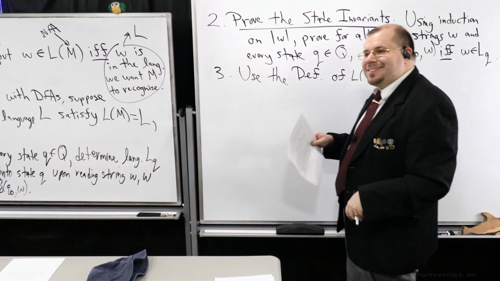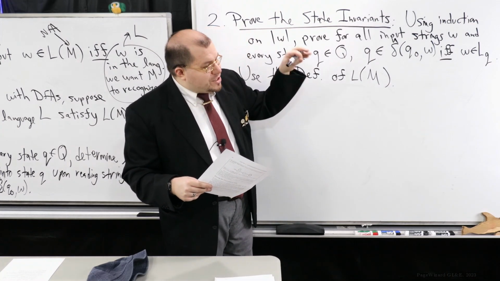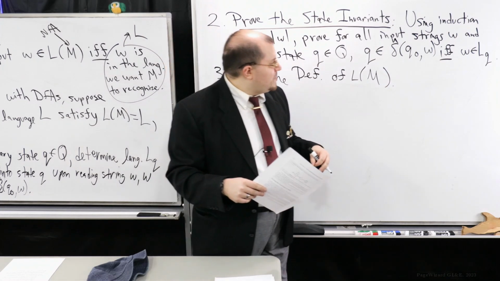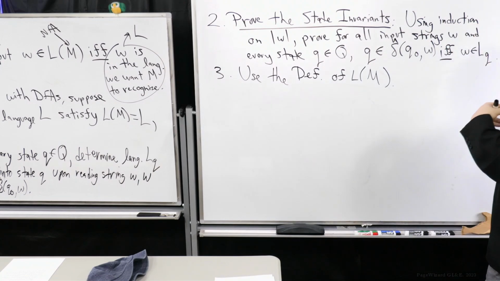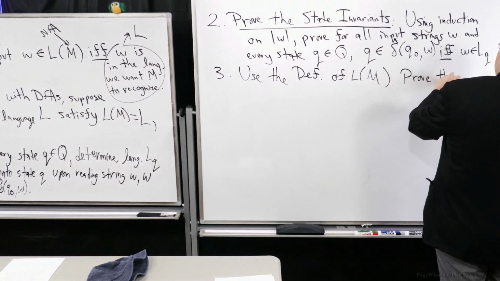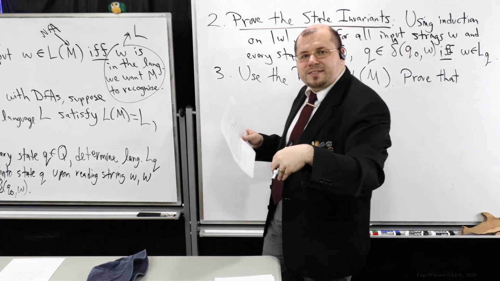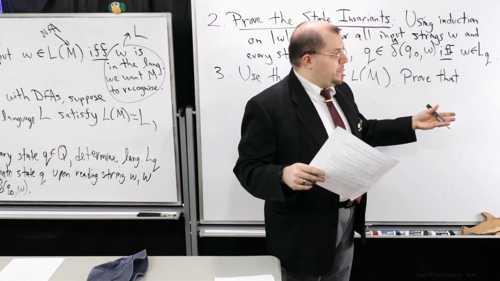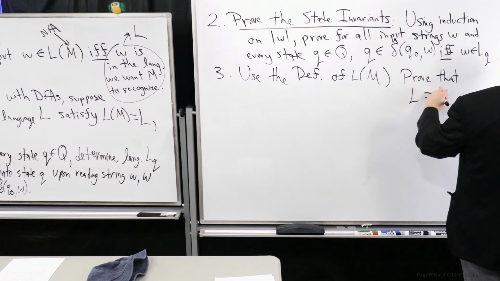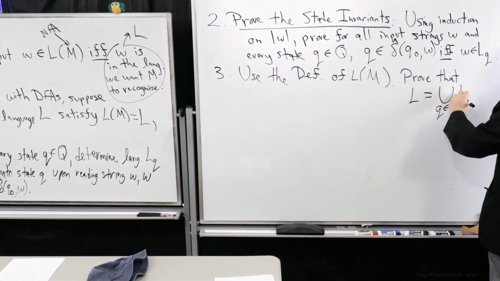Remember, the definition says that whatever the result is from q0 upon reading string W, intersect the set of final states. As long as that isn't empty, it accepts, right? So all you do is you look at the set of final states, and you look at all those languages, the ones like these L_q, just look at the ones for the final states. Take those together, and boom, there you go. So prove that the desired language L is going to be equal to the union over all of the final states of L_q.